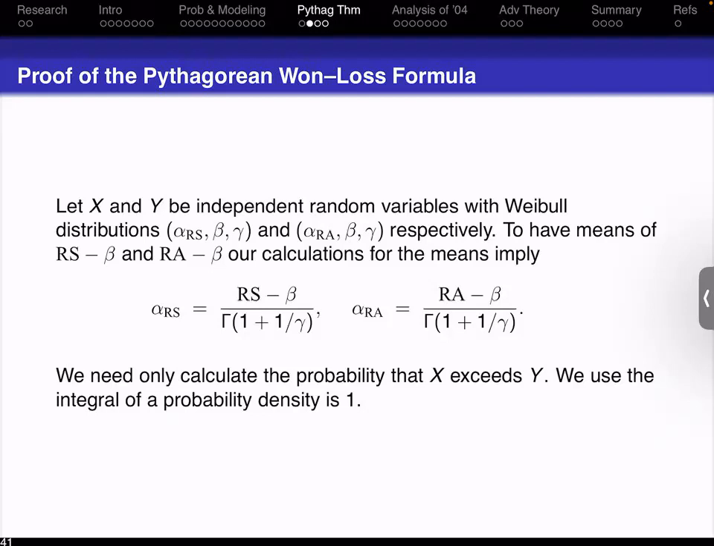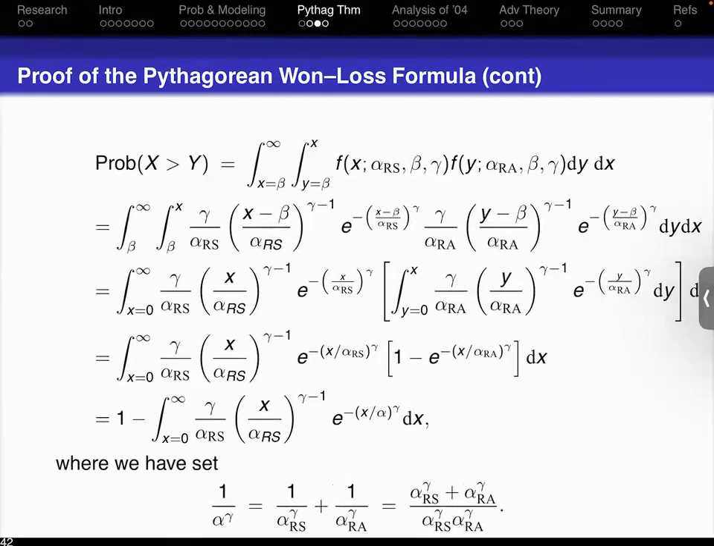I can go back and forth. This is just using the formulas for the mean that I showed you before. So if I numerically observe how many runs a team scores on average, and I know what gamma is, I can tell you what the corresponding alpha is. All right. So what we want to calculate now is the probability that I score more runs than I allow.